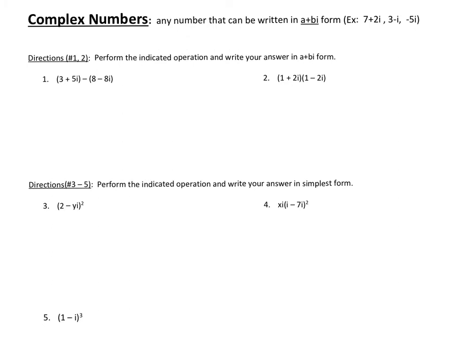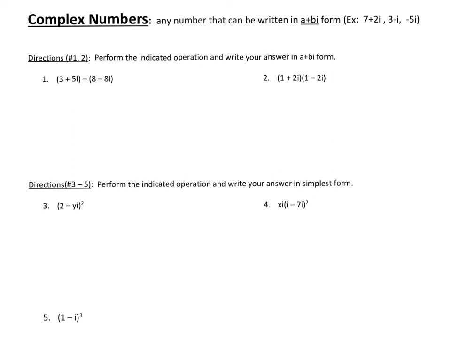And then here's some other examples. Okay, so anyway, if you look at number 1, the directions for number 1 and 2, although we're just doing the odds, say perform the indicated operation and write your answer in a plus bi form. Okay, this is a complex number. Now you can see here we have a complex number minus another complex number. And I have a feeling a lot of you guys could do this on your own without me saying anything. So why don't you try it? Why don't you just see if you could subtract this complex number from this one?